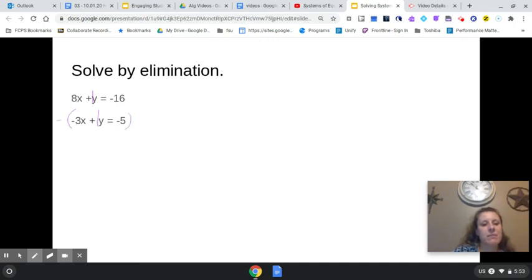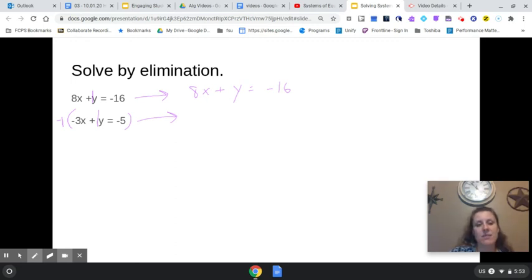It doesn't really matter which one you picked, so you could have picked the top if you'd like. The top equation is going to stay the same, so I'm just going to pull that over: 8x plus y is equal to negative 16. The bottom equation, remember, we're multiplying that by negative 1. So if we distribute that negative 1 to everything, it's going to switch all the signs.